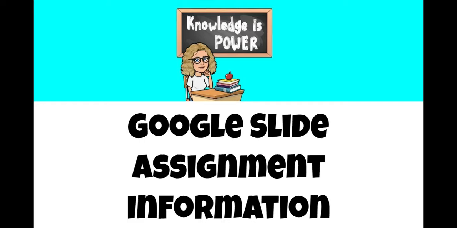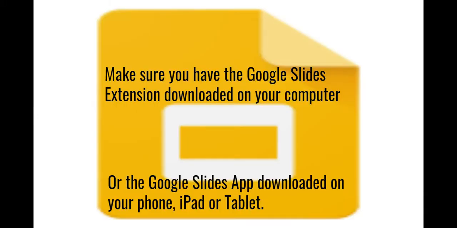The first thing you need to do is you'll log into the Google Classroom. But before you do any assignments on Google Slides, you have to make sure that you have the Google Slides downloaded. So if you're on a computer, you can just go to google.com, and in the search bar, you can type in Google Slides or Google Slides extension, and you will have something pop up that you can then download. It only takes just a minute or less, and it will go onto your computer.